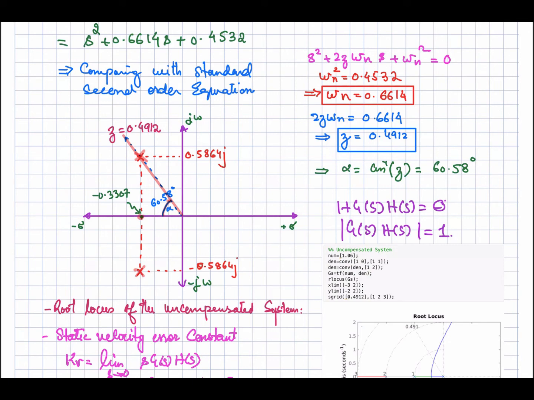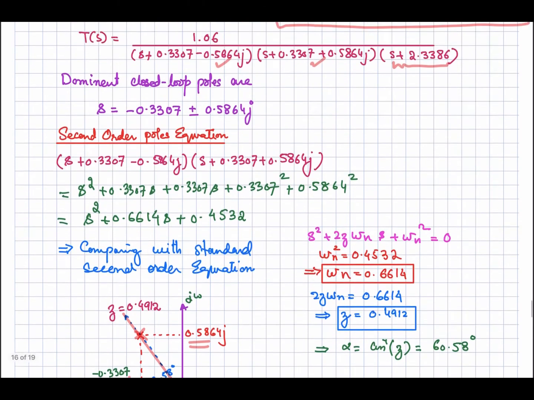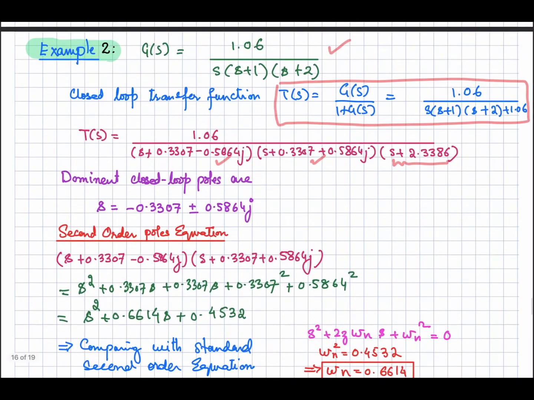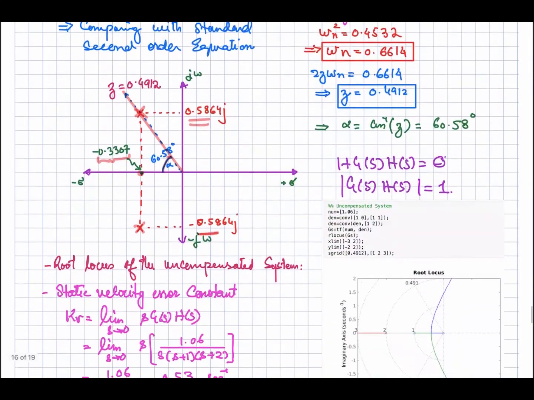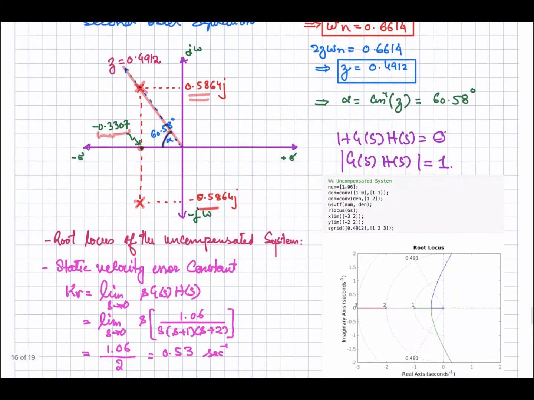So this point is minus 0.3307, and this one is 0.4861 along the imaginary axis, because we have the poles over here for this closed loop. These are the closed loop poles. This is the real part, and this one is the imaginary part. So that is sketched over here.